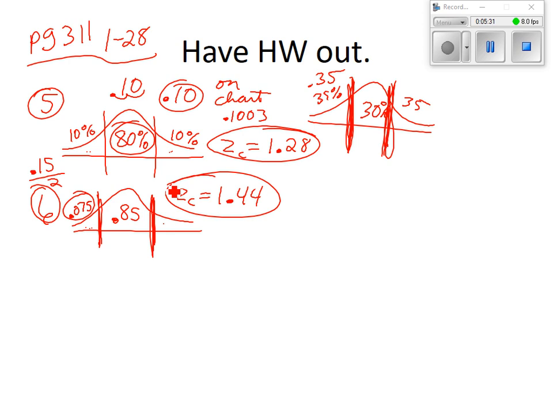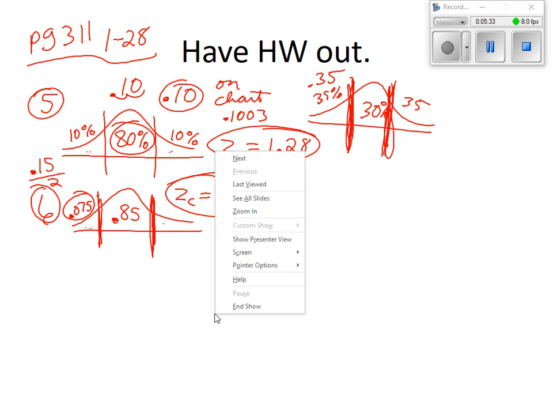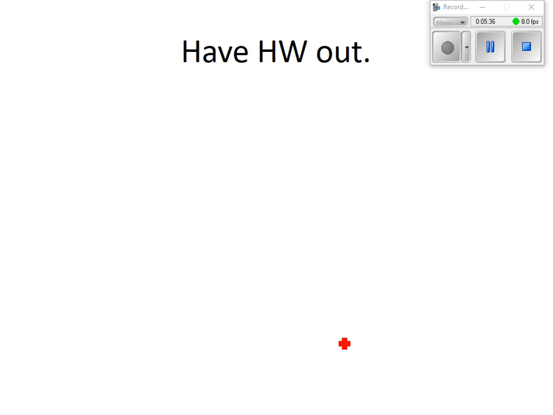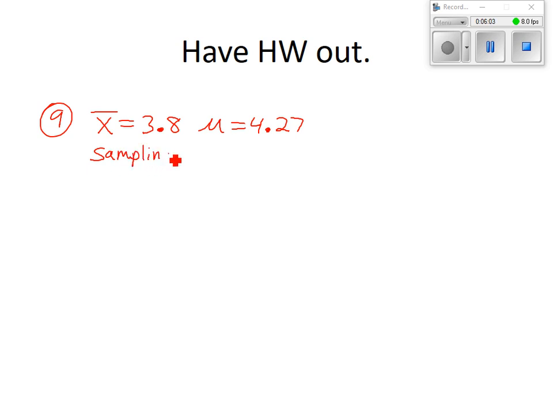Jumping down to the next section. Number 9. Not drawing that whole number line or anything. Number 9, they tell us that X bar is 3.8 and our mu is 4.27. These aren't hard. They want us to find the sampling error.